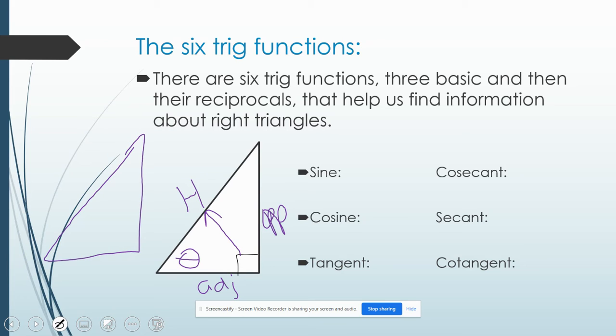If I drew a second triangle and I moved my theta to the upper right-hand corner, my hypotenuse is still in the same spot, but my adjacent side is now on the right because that's the side that's touching our theta, and the bottom side is now our side opposite.